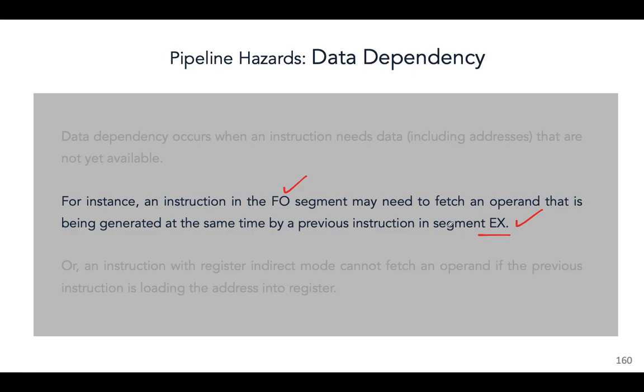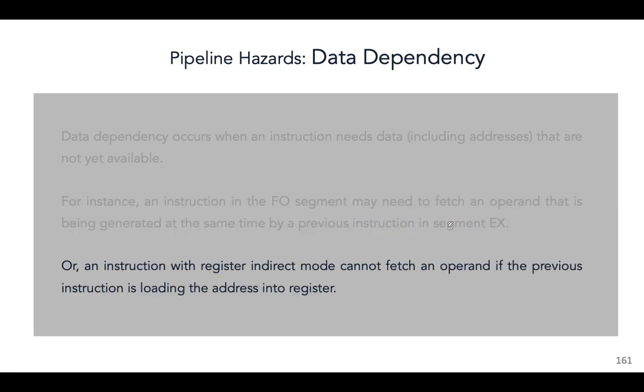Another way this kind of dependency occurs is if an instruction with register indirect mode cannot fetch an operand because the previous instruction is loading the address into the register. Now, you have register indirect instruction modes, right? Such an instruction cannot fetch an operand if the previous instruction is loading the address into the register. Again, it will have to wait. This results in data dependency.